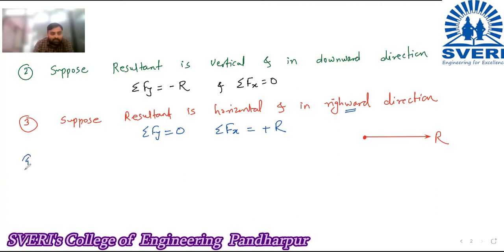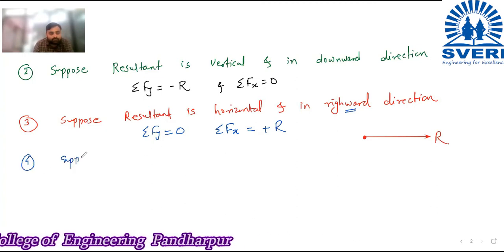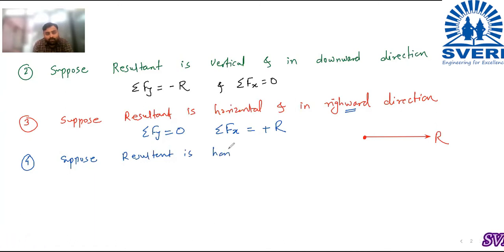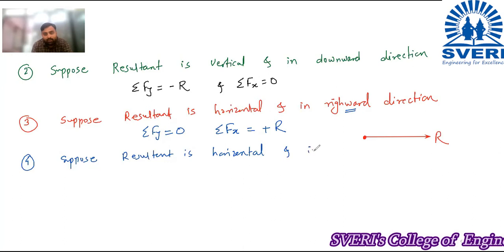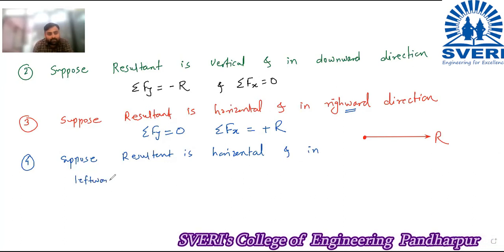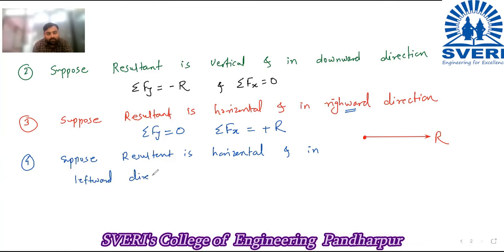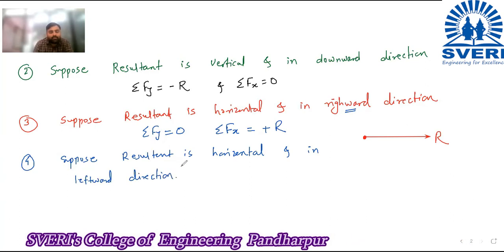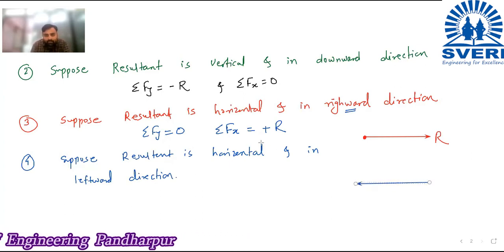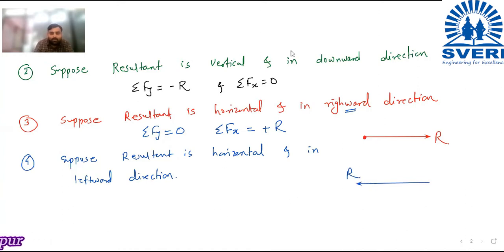Now after this, the fourth case is: suppose resultant is horizontal and in leftward direction. Okay, so now if I draw the diagram of resultant, it is like this now. Now this is our R, resultant. This is our R. Now what will be our equation then?